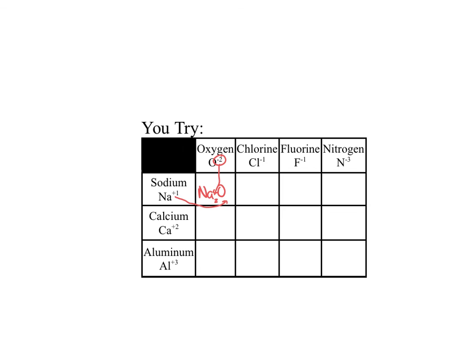If we come over here to chlorine, we take our Na, which we know is plus 1, and our Cl, which is minus 1. Well, their charges equal right now, plus 1 and a minus 1. So we don't write the 1s, we just leave it NaCl. All right? I'll let you do the rest, but that is what we're talking about.